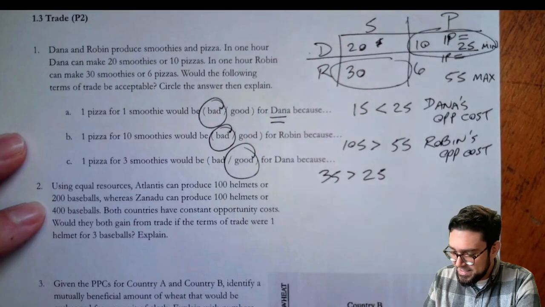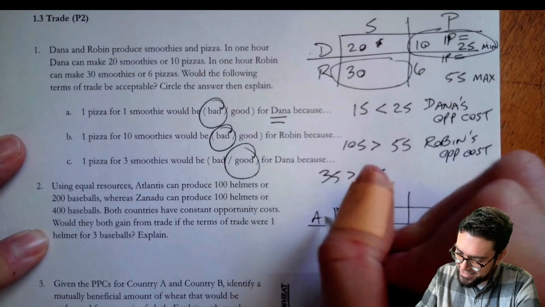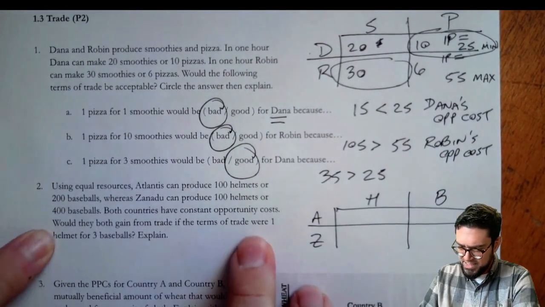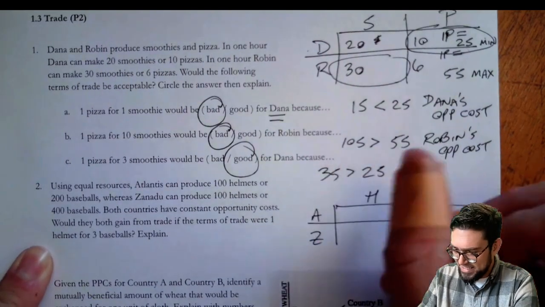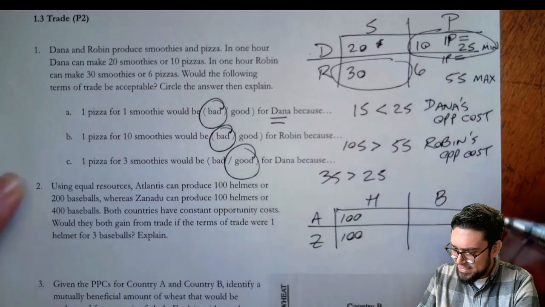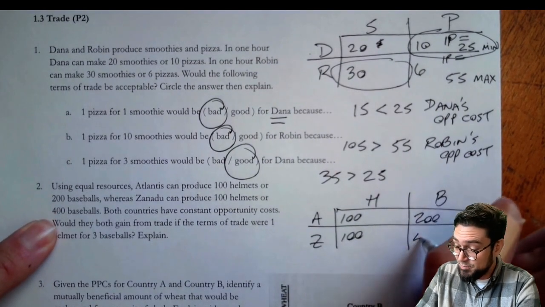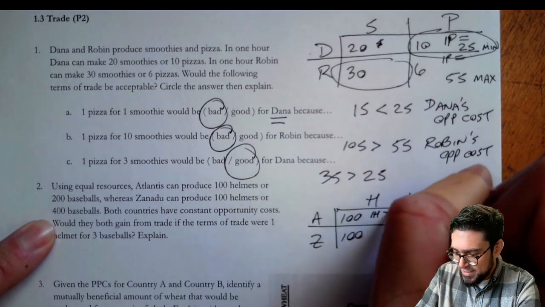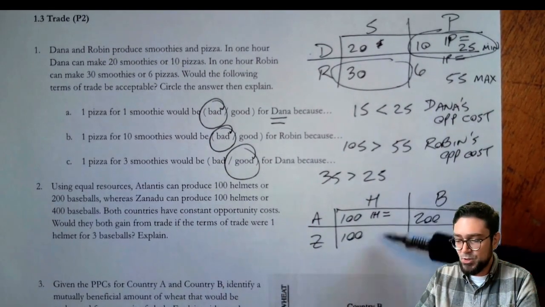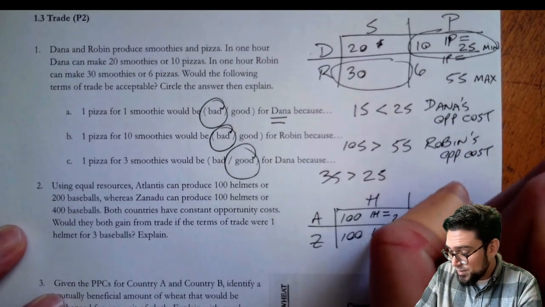Using equal resources, Atlantis and Xanadu, this same problem again. So we're going to set this one up one last time. Atlantis, Xanadu, helmets, baseballs. It does say 1 helmet for 3 baseballs, so I am going to play in the helmets column. They both can make 100 helmets, and it looks like Atlantis can make 200 baseballs, and Xanadu can make 400. So we're playing in the helmet column because it gives us 1 helmet for 3 baseballs. So that's what tells me which column to look at. I take the 200 over the 100, that's 2 baseballs per helmet here.